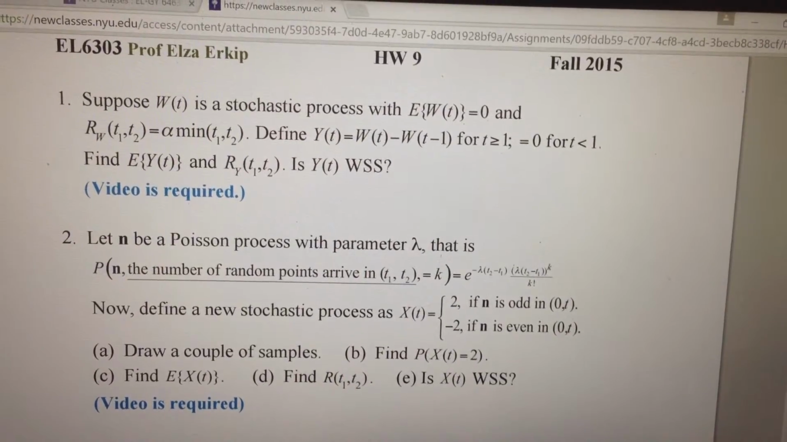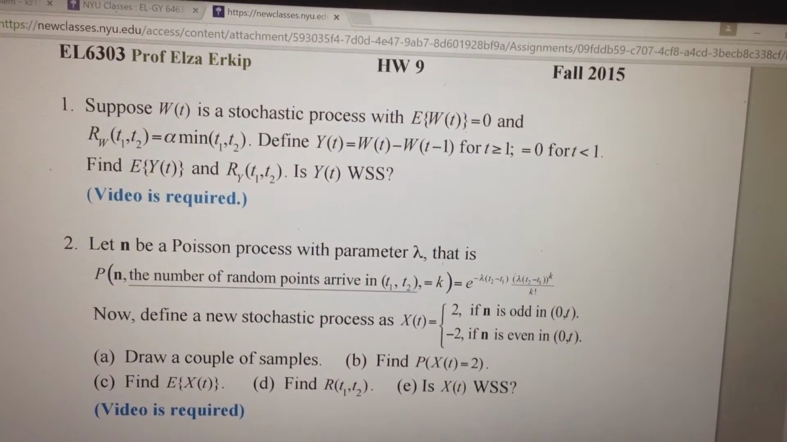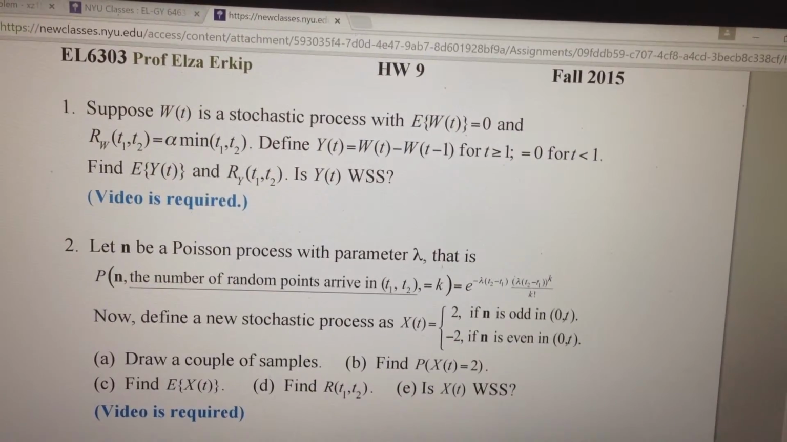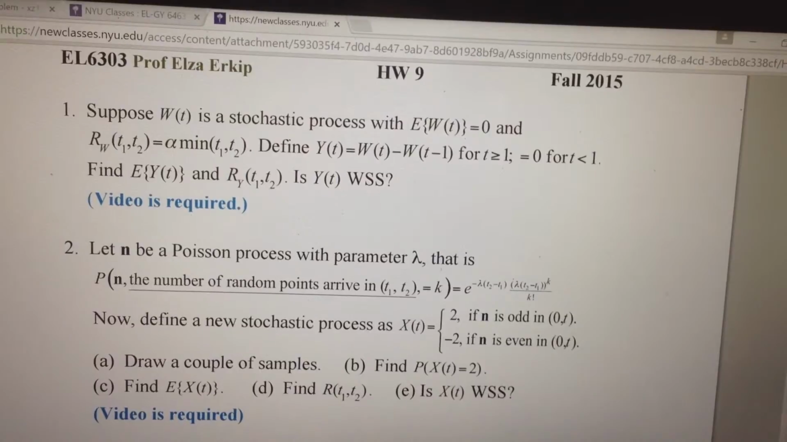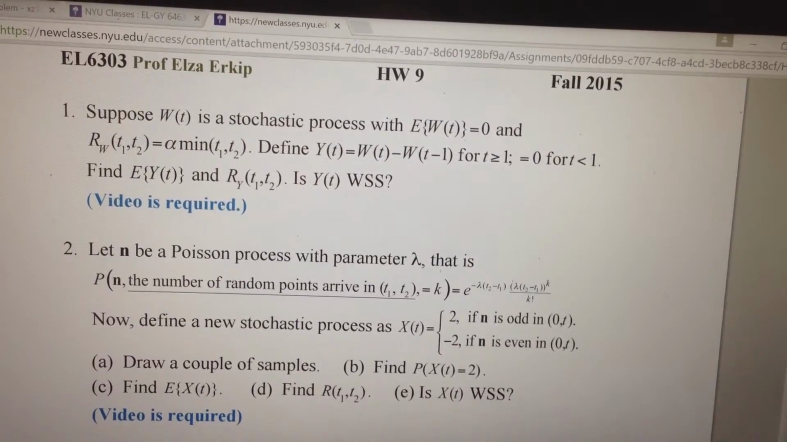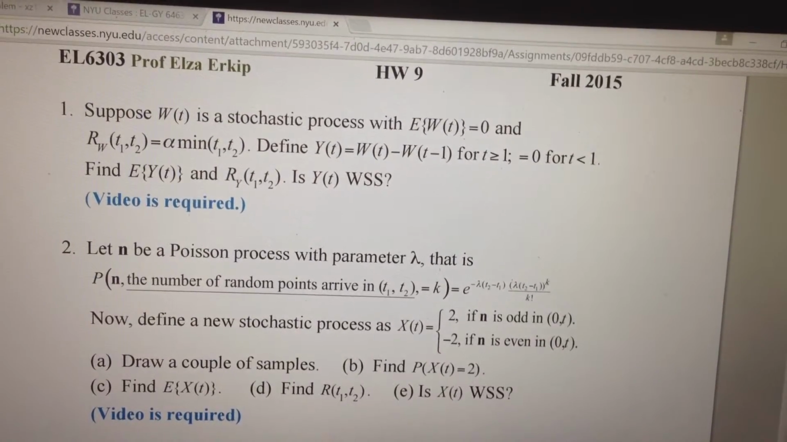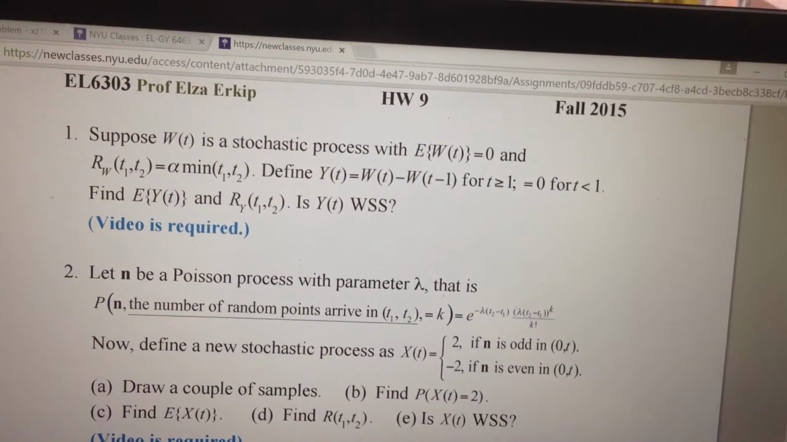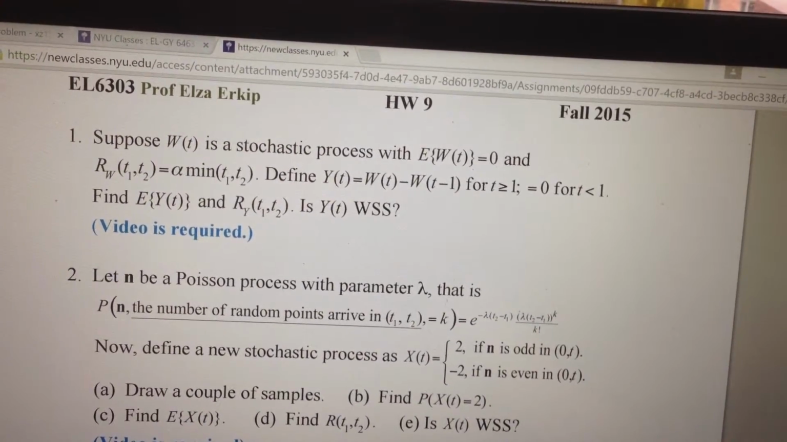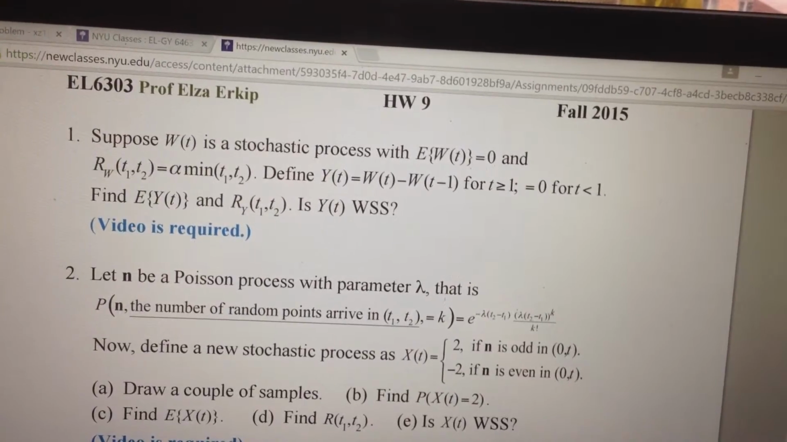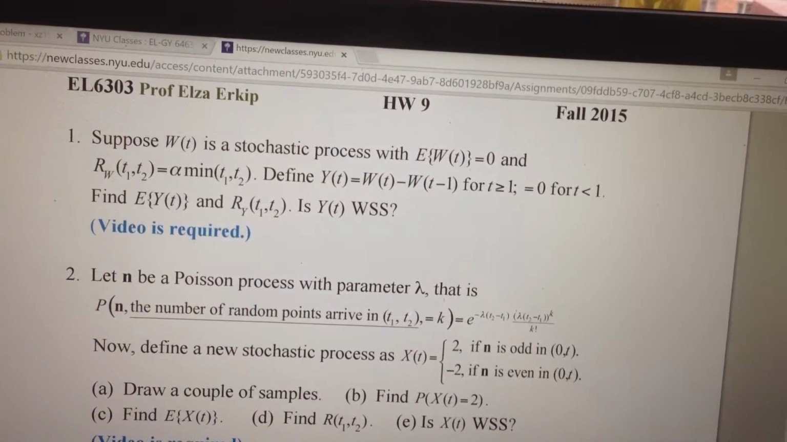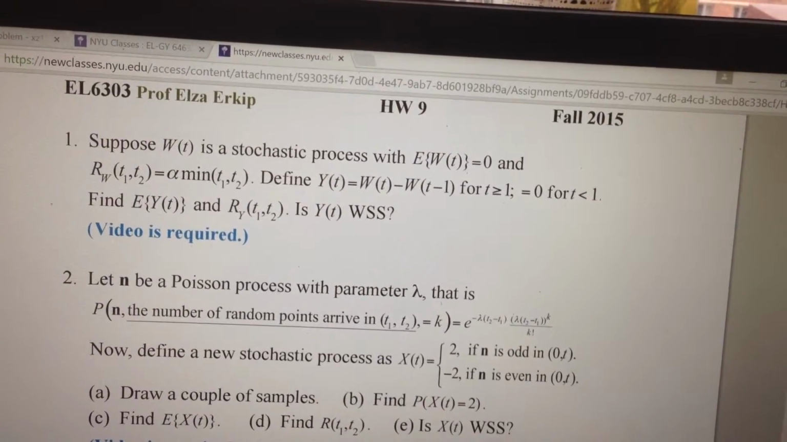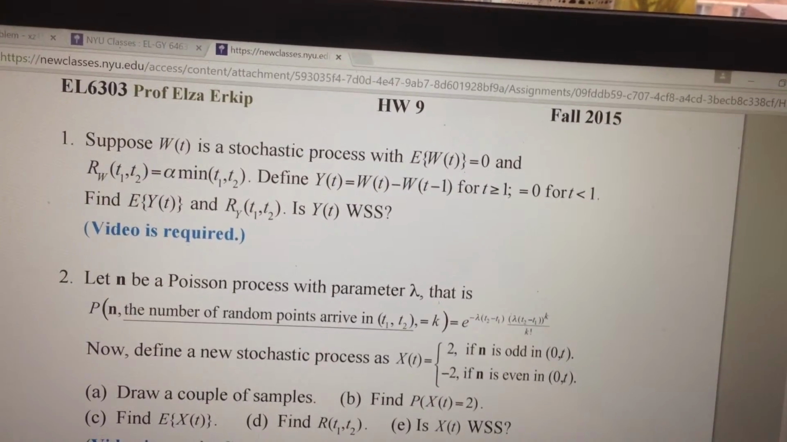Now we define the new stochastic process Y(t). It equals W(t) minus W(t minus 1) when t is greater than or equal to 1, and it equals 0 otherwise. Now we have to find the expected value of Y(t) and the autocorrelation R_Y(t1, t2). From the consequence, we shall judge if Y(t) is WSS.